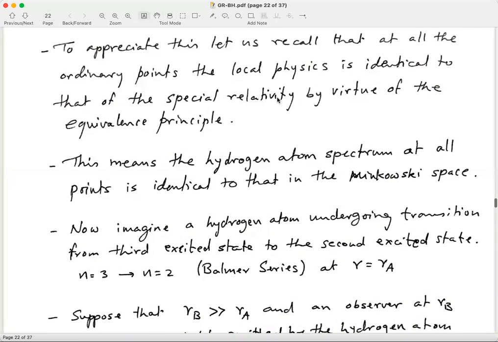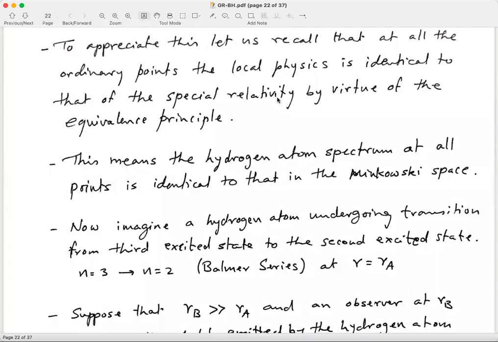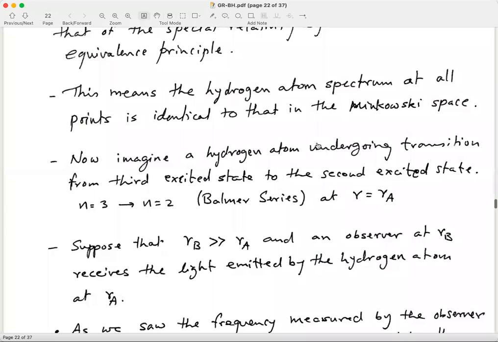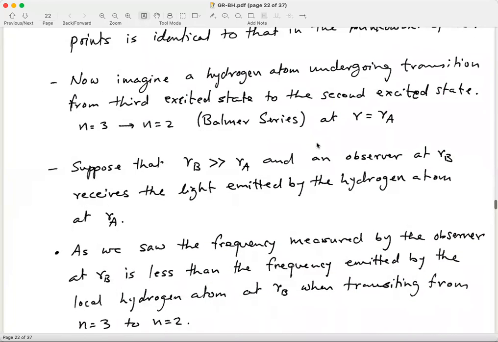Now let's imagine we are looking at a particular transition, say from the third excited state to the second excited state. Nothing very special about it. The only choice is to ensure that the light emitted is visible. The Balmer series is visible light, so emission from any excited state to the second excited state would be visible light. If it goes to the ground state, then that light is in the ultraviolet. One can measure it, but may not be able to see it.